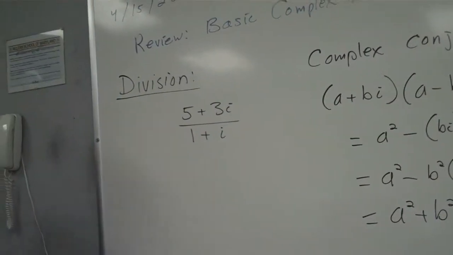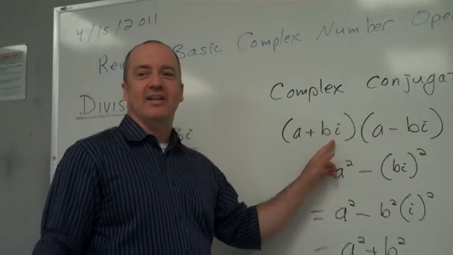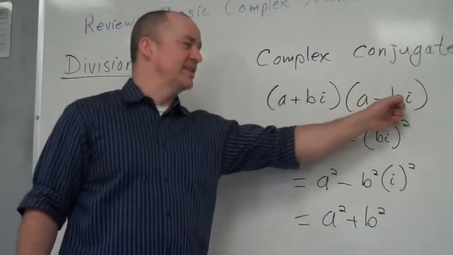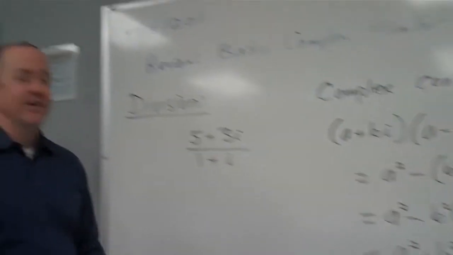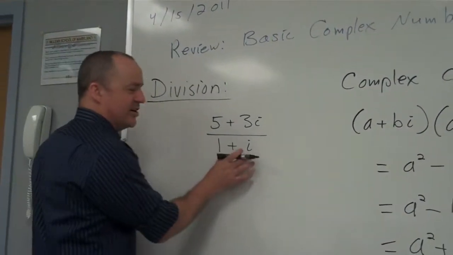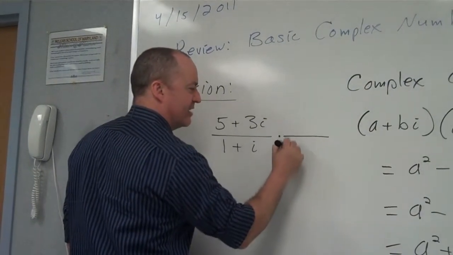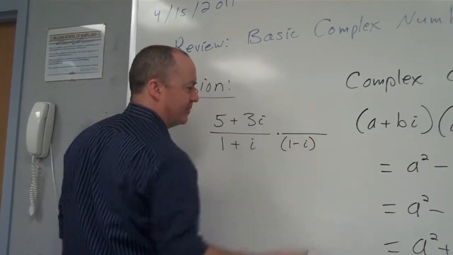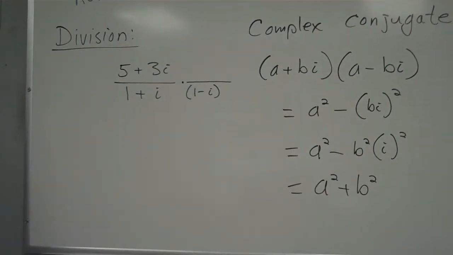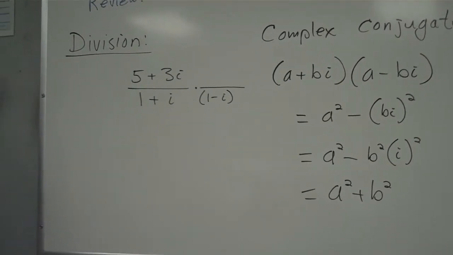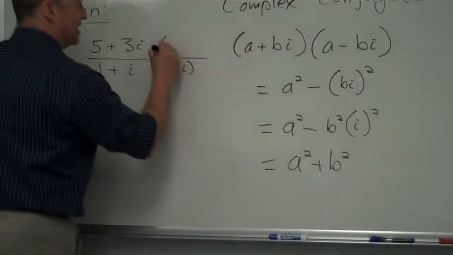Okay, the point being, if you have a plus bi and you multiply it times a minus bi, the imaginaries will disappear. I want the imaginary to disappear from the bottom, so I need to multiply the bottom of this fraction times 1 minus i. Am I allowed to just multiply the bottom of a fraction by anything I want? Well, yes, as long as I do the top as well.